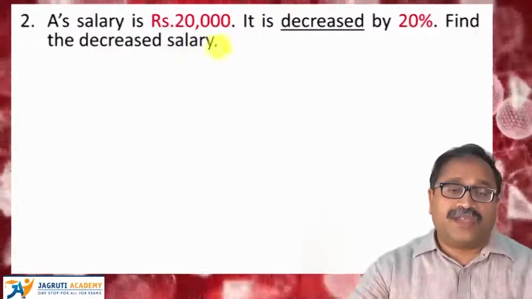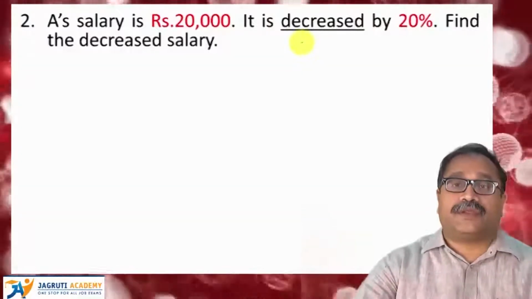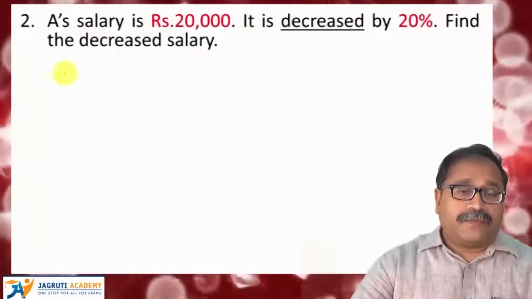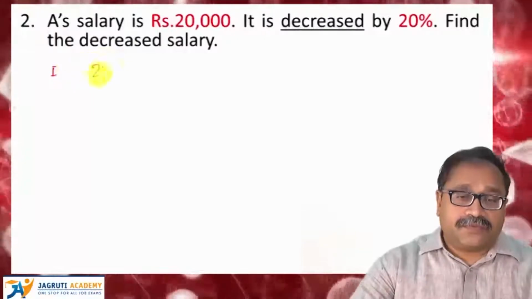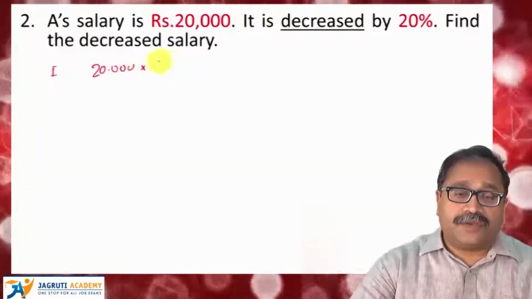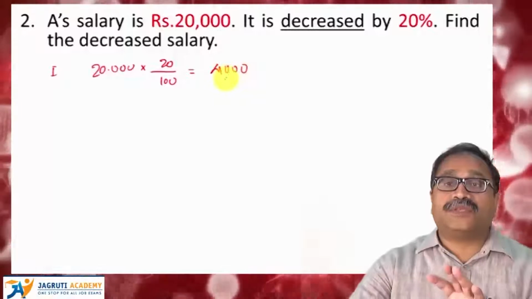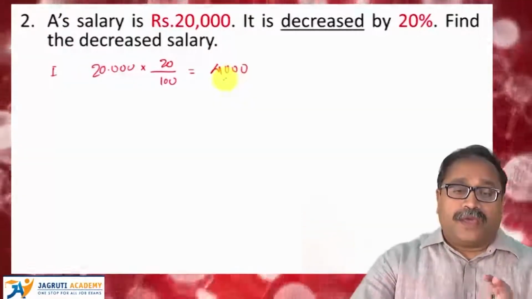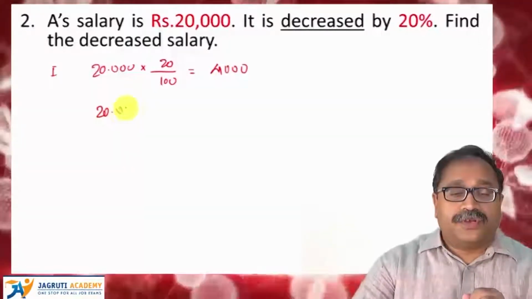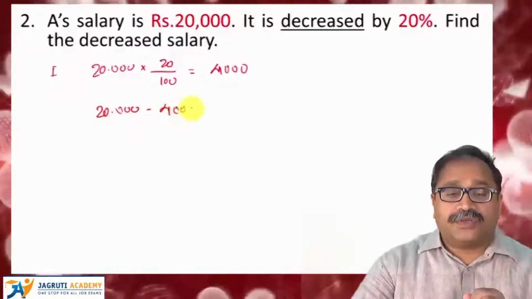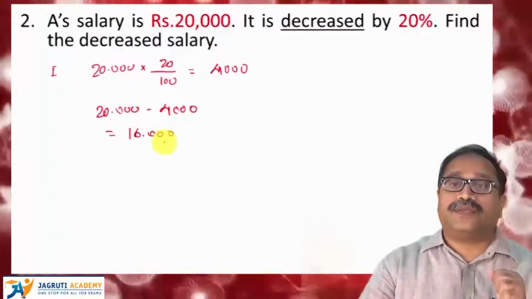Let's take this example. A salary is 20,000. It is decreased by 20%. Find the decreased salary. Now there are two ways again. The first method is a very straight method: I will calculate 20% of 20,000, which is what we have done in the previous case, 20,000 into 20 by 100, which gives us 4,000. That means the salary is decreased by 4,000. Now as it is decreased by 4,000, so 20,000 minus 4,000. How much will it become? 16,000. So the decreased salary is 16,000.